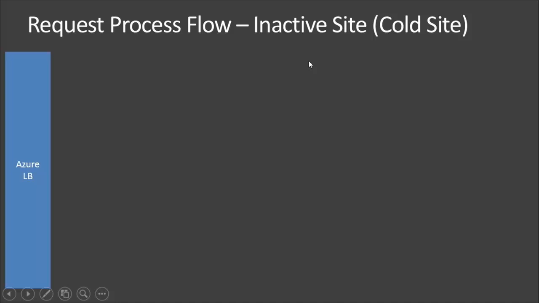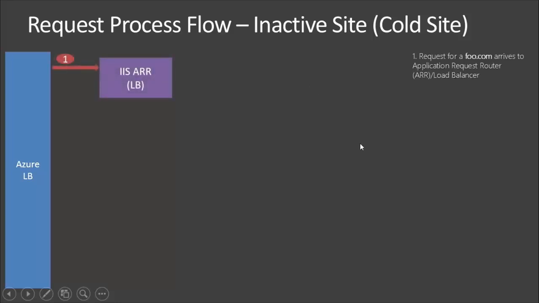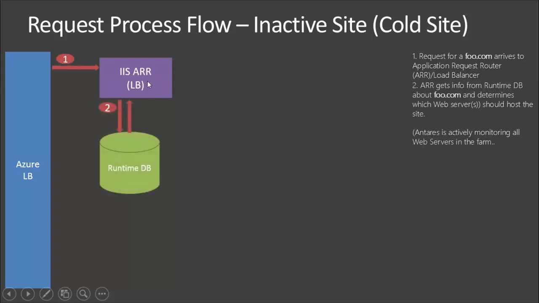What I'd like to talk about a little bit is what it's like for a website when it first gets a request. So through the Azure Load Balancer, a request comes in for something into IIS and the application request router. At this point, it goes out to the runtime database. Now, in the old days, IIS used to go out to an XML file, no longer does that, goes out to a runtime database. It determines that foo isn't there. It isn't aware of foo.